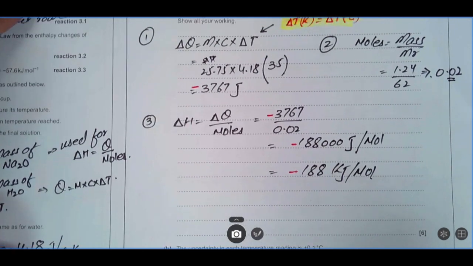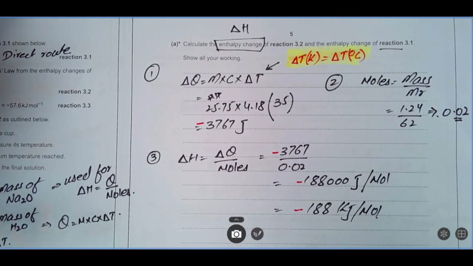Sir, is Kelvin to degree always going to be the case? When you are doing delta T, the change in temperature will be the same.